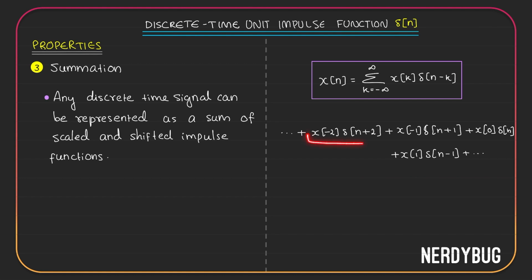So let's see what is happening here. Delta of n plus 2 means this is going to appear at minus 2. And what appears at minus 2? x of minus 2. That's exactly what we want at minus 2. Over here, x of minus 1 appears at minus 1. x of 0 appears at 0. x of 1 appears at 1. So simply by writing like this, what we mean is we have all the terms of x of n wherever we want them to be. So this is a mathematical representation of a discrete time signal.